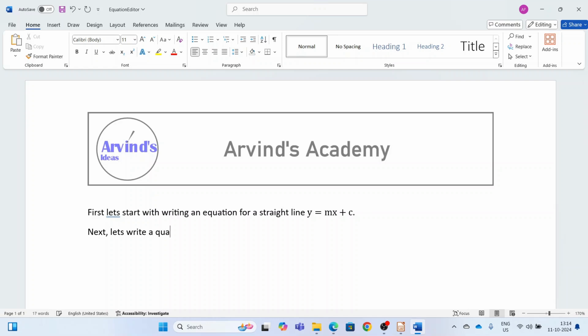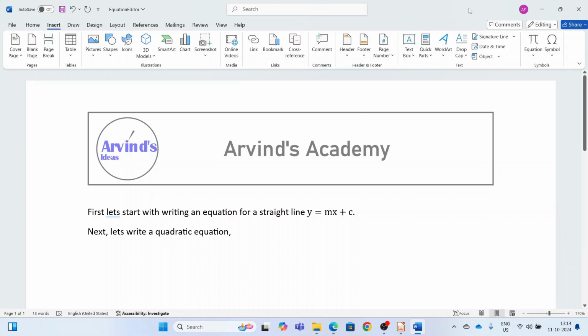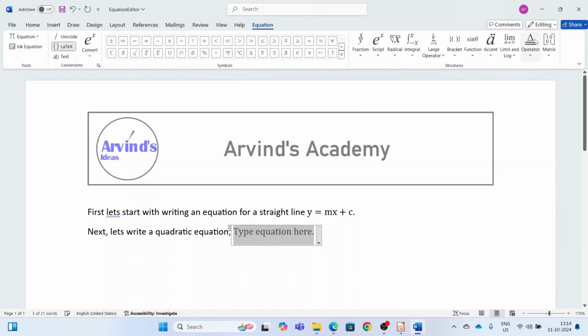Next, let's write a quadratic equation. So let's do it right away. We go to Insert, we go to Equation, and here we go to Scripts.